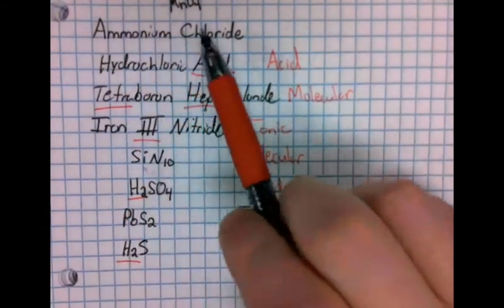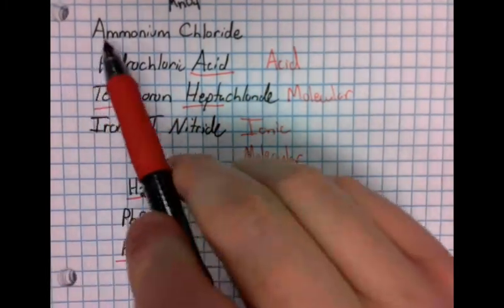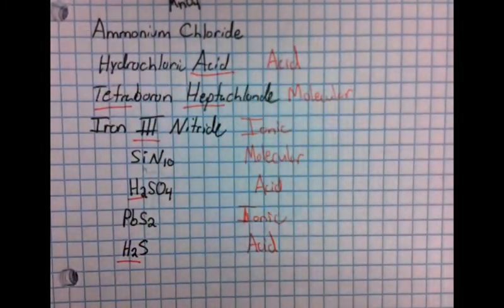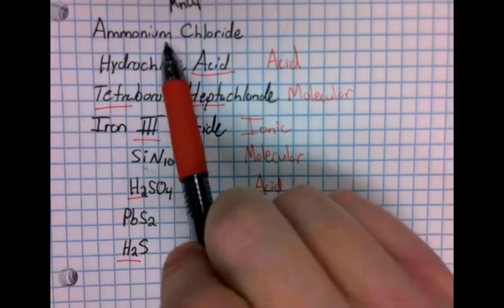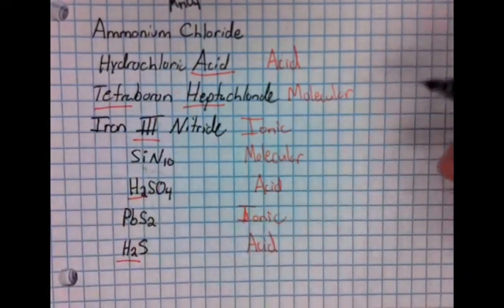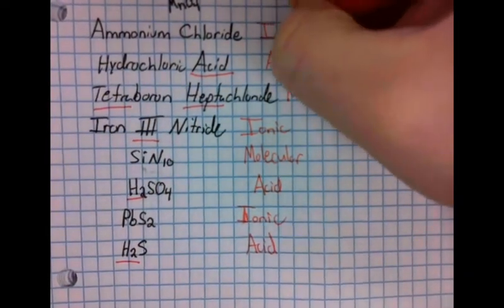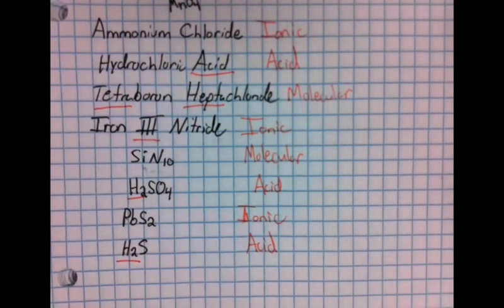And then finally, ammonium chloride. This one does not have any prefixes, which tells us it's probably ionic. And then if we just check what is ammonium, well, ammonium's a polyatomic. That means it must be ionic. They are polyatomic ions, so they must be ionic compounds.